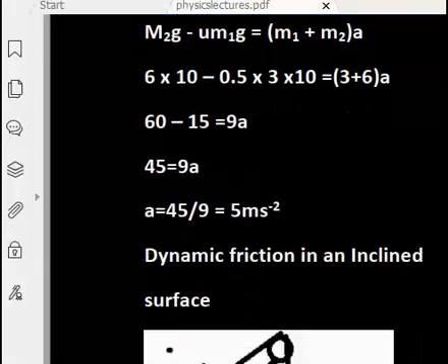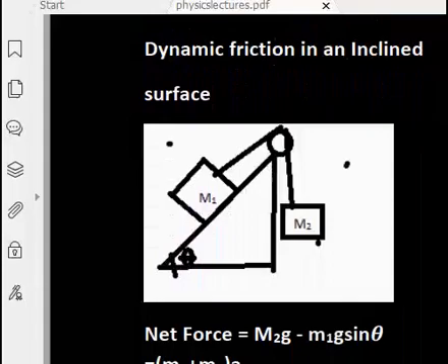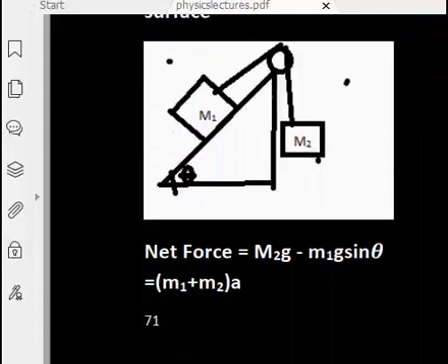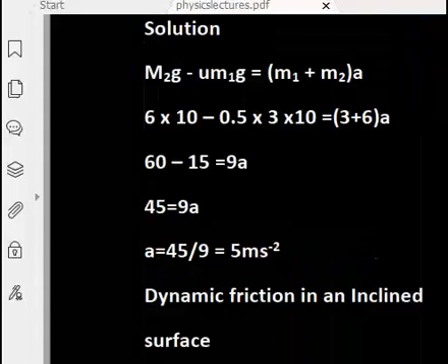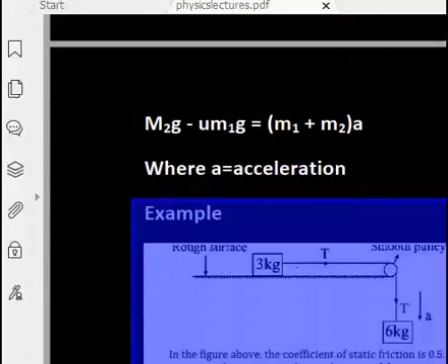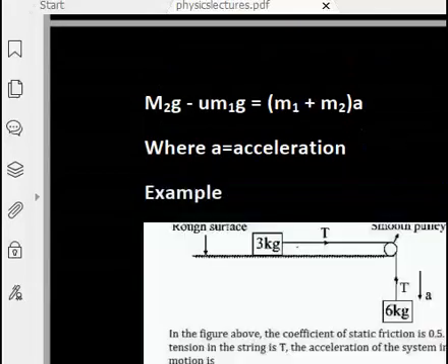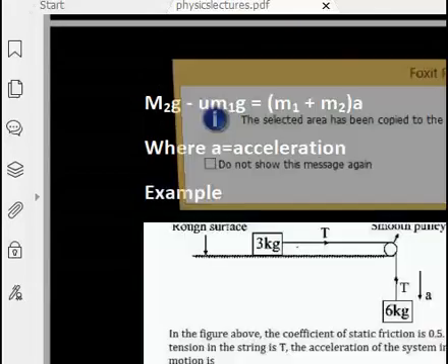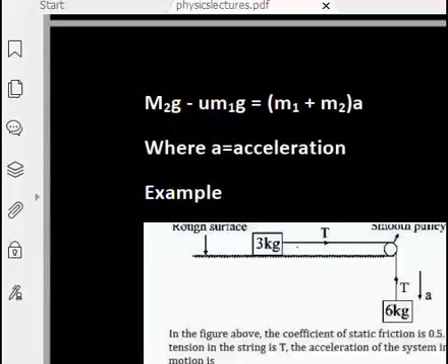Let's see if we have more questions to solve. Okay, there are questions. Let's see. I have another question here. I place it on the screen.